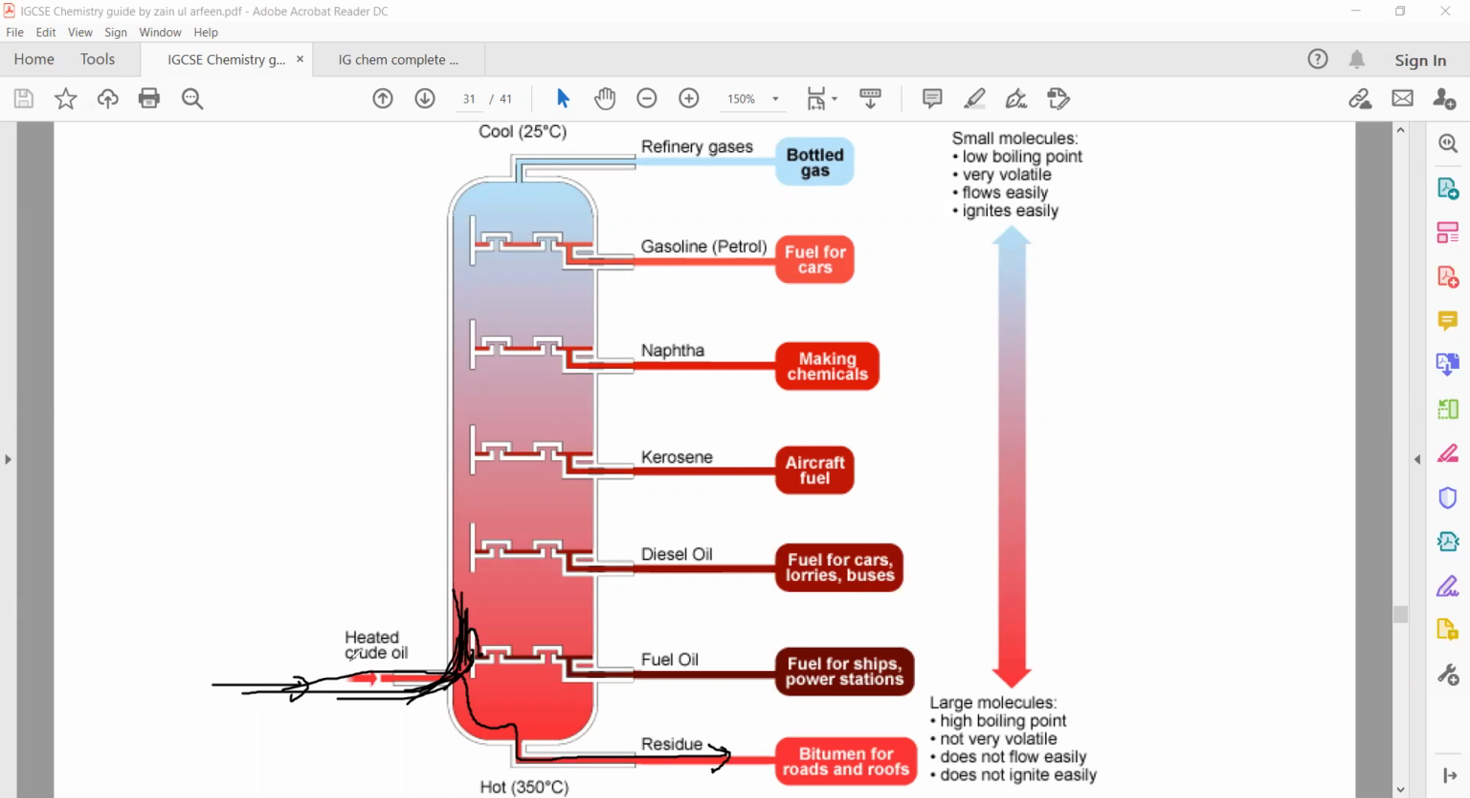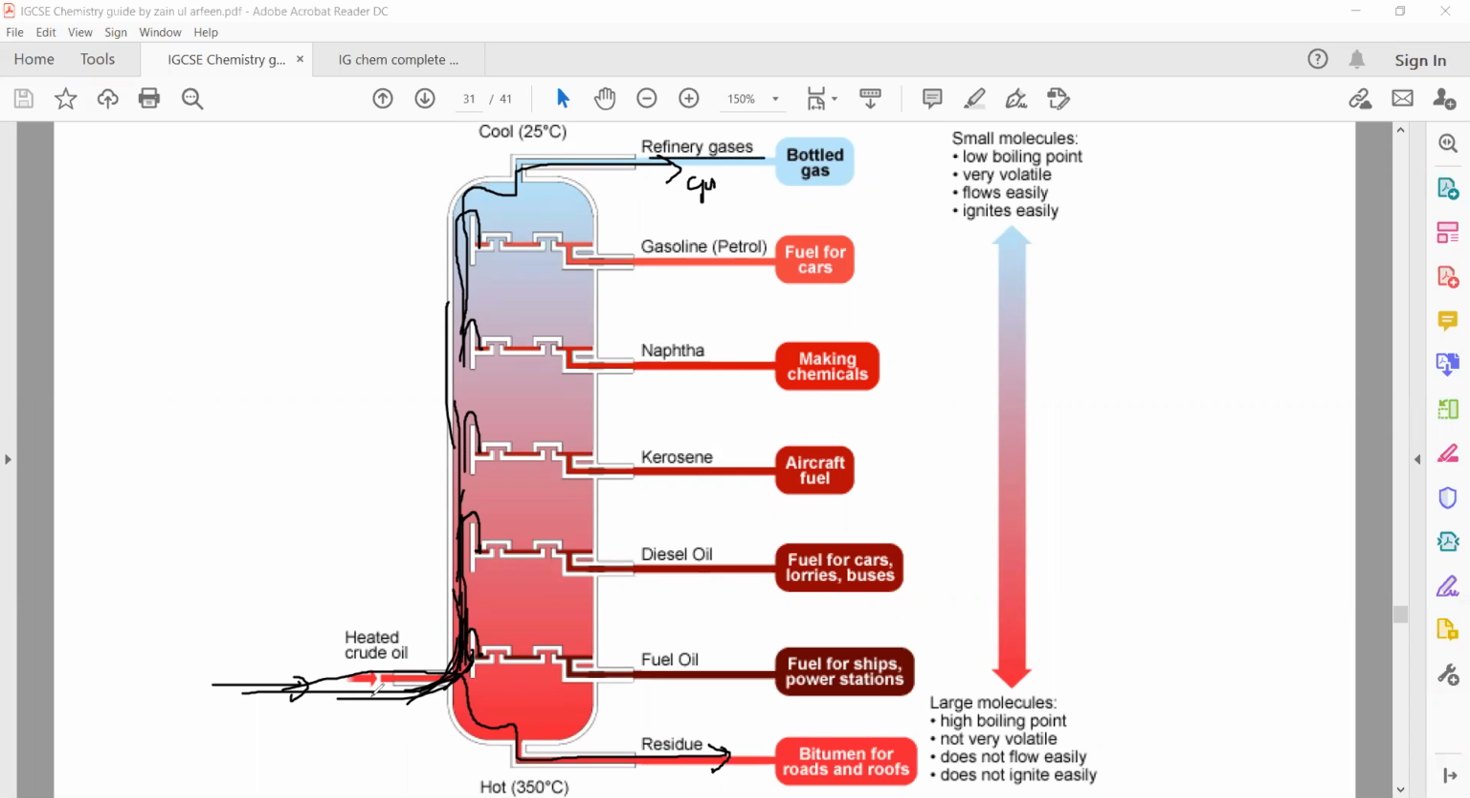So in a way, most fractions when they're entering are in a vapor form, but as they're rising, they're losing energy. As they lose energy, they condense and turn into liquid. So at different temperatures, we have different fractions converting into liquid state. And some of the fraction is not converting into liquid state, it remains gas at room temperature, which is about 25 degrees centigrade, known as the refinery gases.